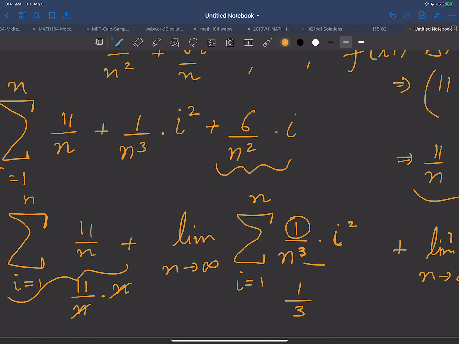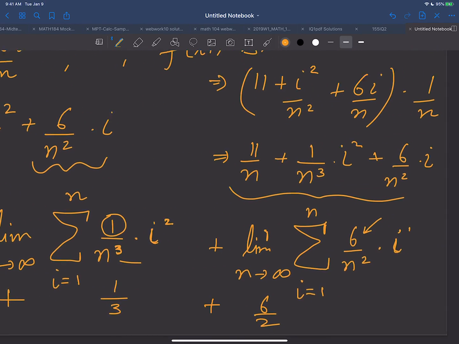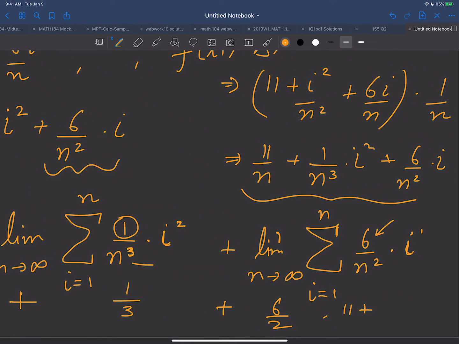So that's 11 plus 1 over 3, and the last piece here, the constant is 6, the power of n is 2, so the answer is 6 over 2. Okay, so now you have to add up all of these. So you have 11 plus 1 over 3 plus 6 over 2, which is just 3. So that's going to be 14 plus 1 over 3, and you can solve this.